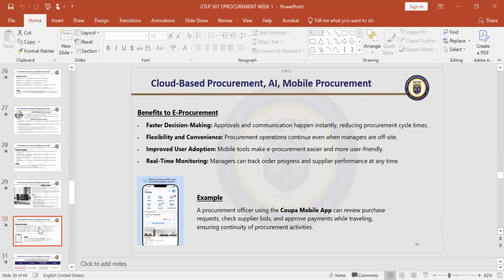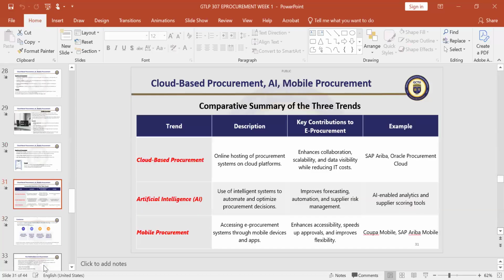Managers can track order progress and supplier performance at any time, as and when it happens. So a procurement officer using the Coupa mobile app can review purchase requests, check supplier bills, and approve payment while traveling, ensuring continuity of procurement activities. So this is how we have it here: cloud-based, artificial intelligence, and mobile procurement. The description, key contribution, and example. You can go through once you have.